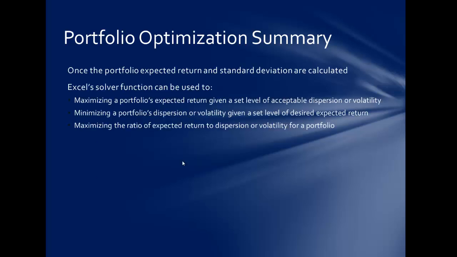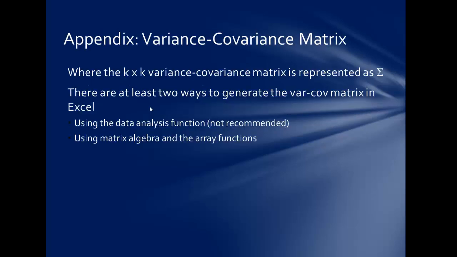Once the portfolio expected return and standard deviation are calculated, you can use Excel's solver function to do portfolio optimization, meaning you can either maximize a portfolio's expected return with a set level of acceptable standard deviation, you can minimize a portfolio's dispersion or volatility after setting your desired level of expected return, or you can maximize the Sharpe ratio.